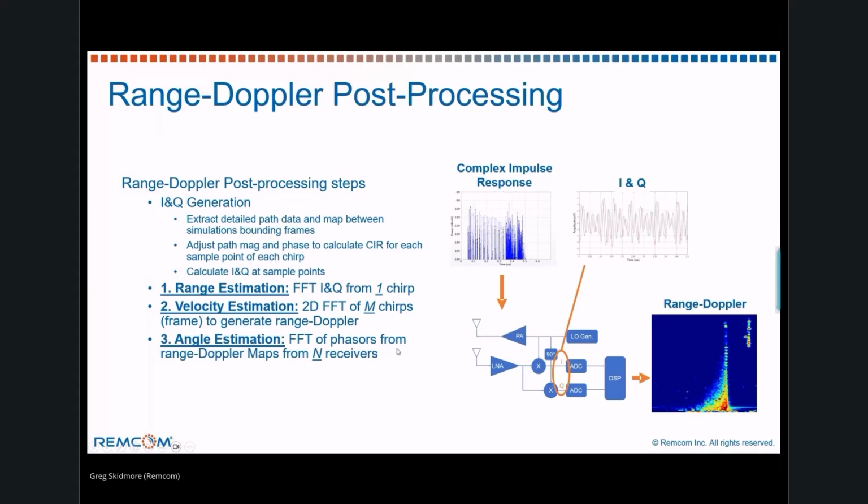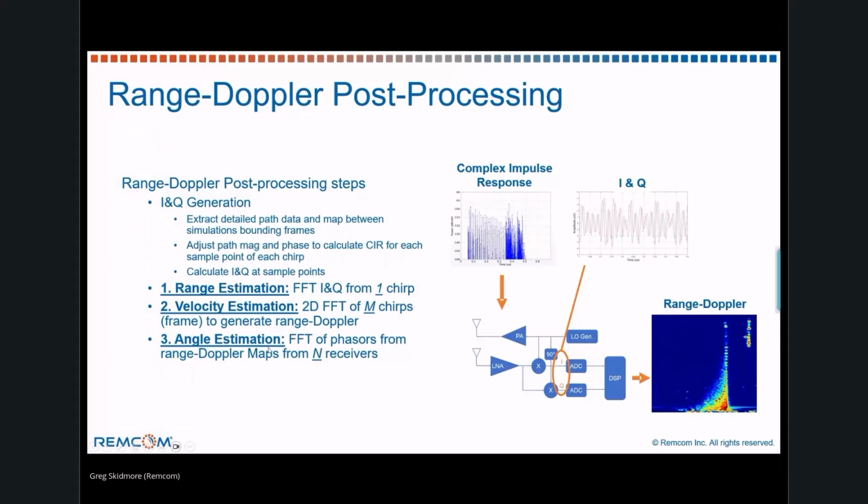So the steps in this include range estimation, which is done by doing an FFT on the I/Q from a single chirp. The next step is to take that to velocity estimation. That will take a sequence of chirps and do a 2D FFT that has the range FFT and then another FFT across the different chirps to give you Doppler. And with that, you can create a range Doppler map like we show here.